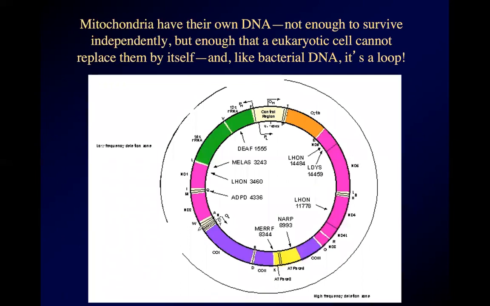This right here is a map of mitochondrial DNA. Each one of these colorful sections is a different gene. We don't need to worry about the details here, but I wanted you to see that mitochondrial DNA is a loop. That's a bacterial feature. It's not something you'd expect to find in a eukaryote, loopy DNA.